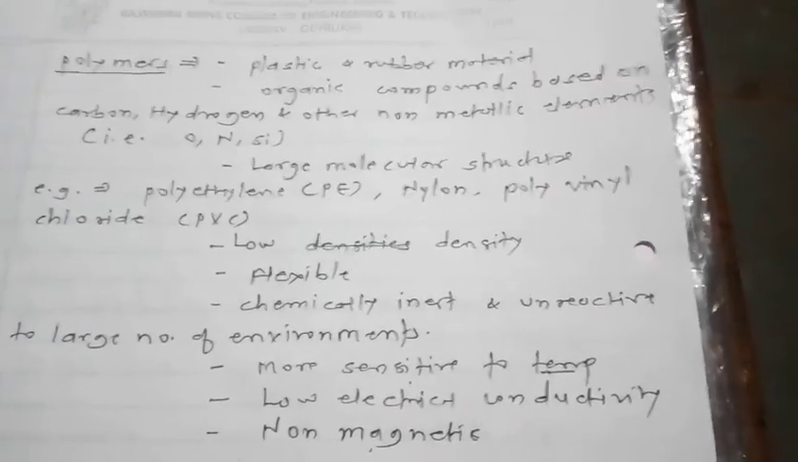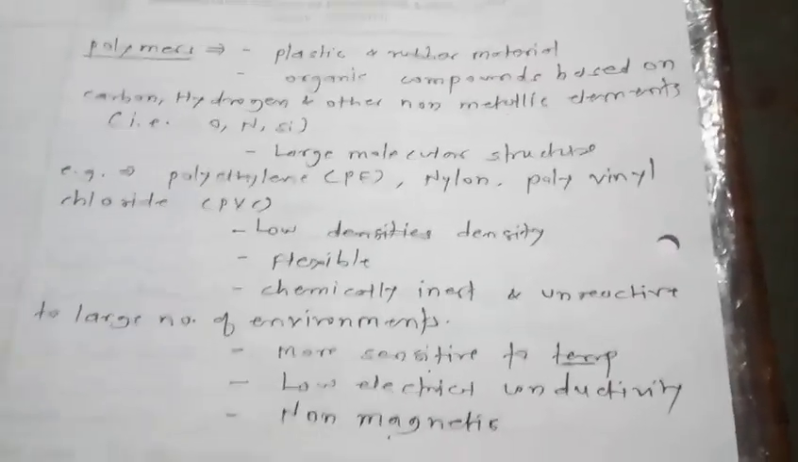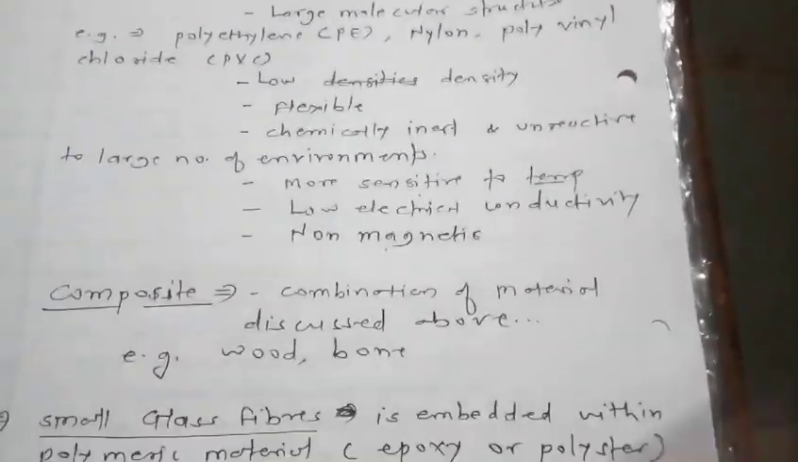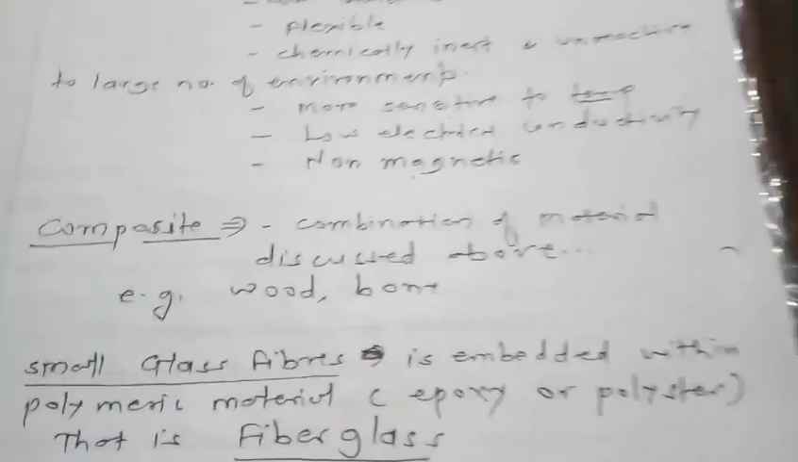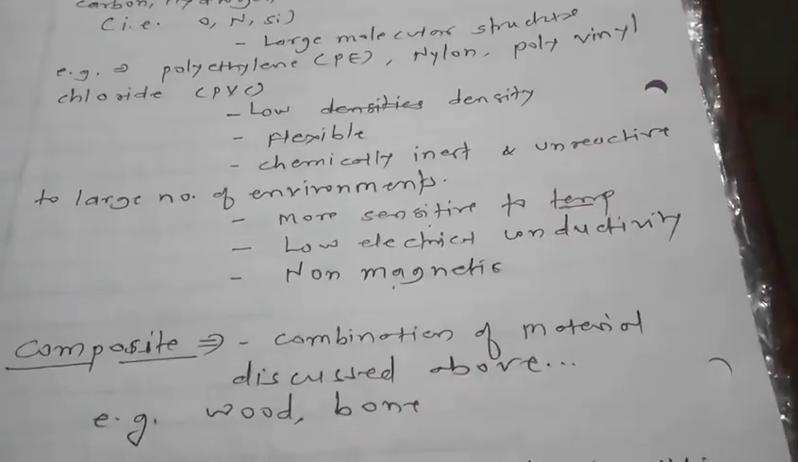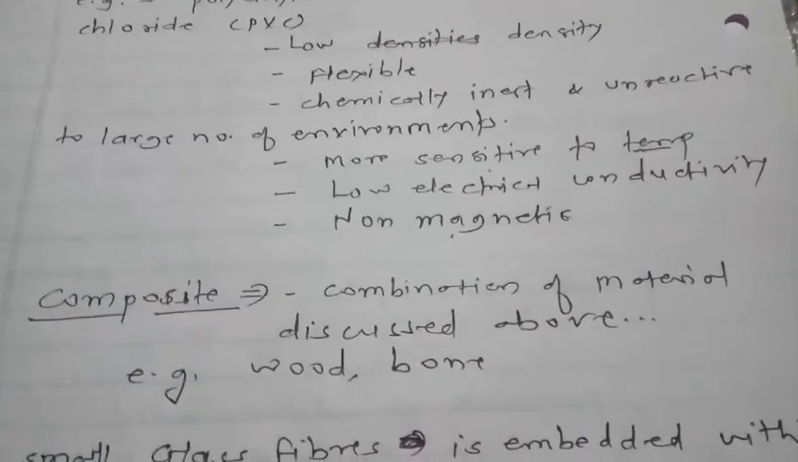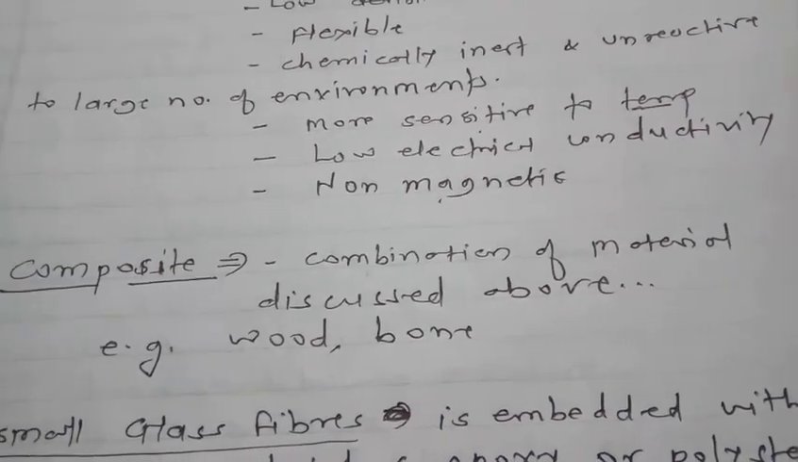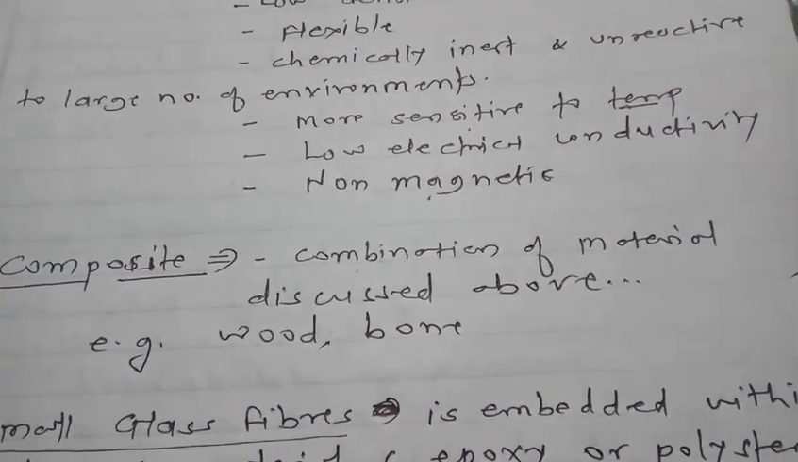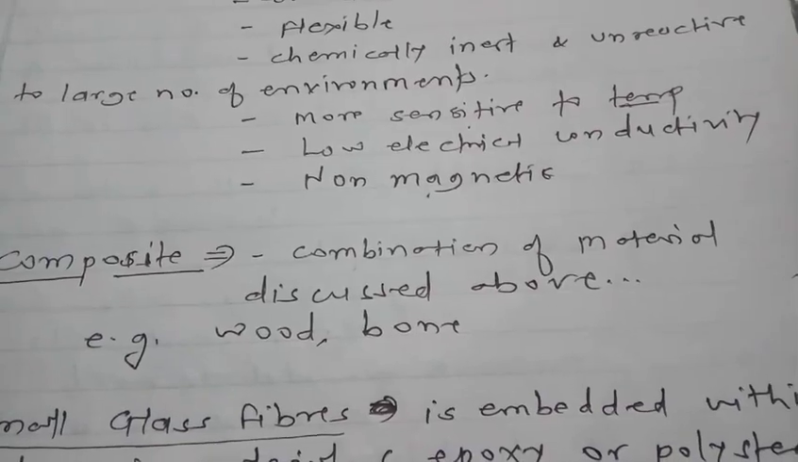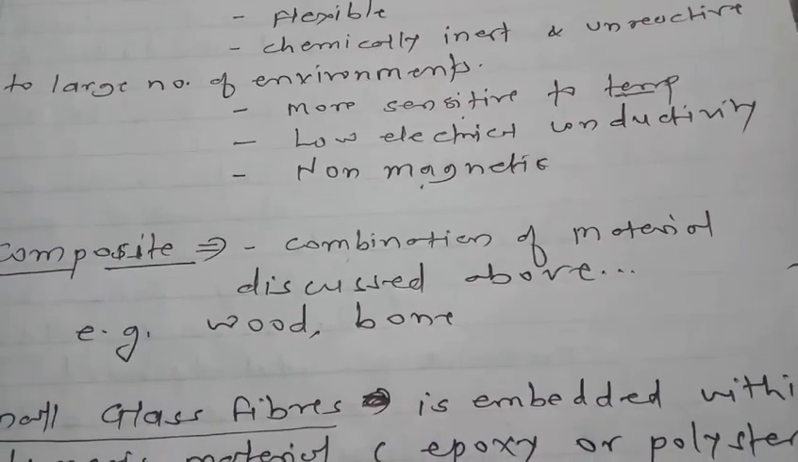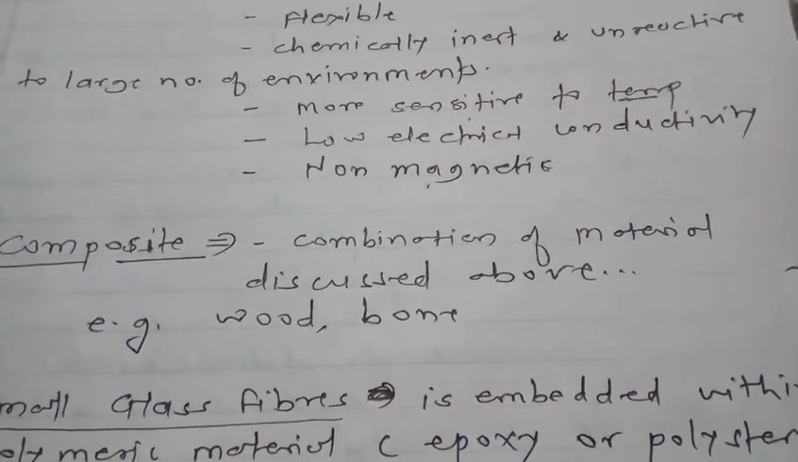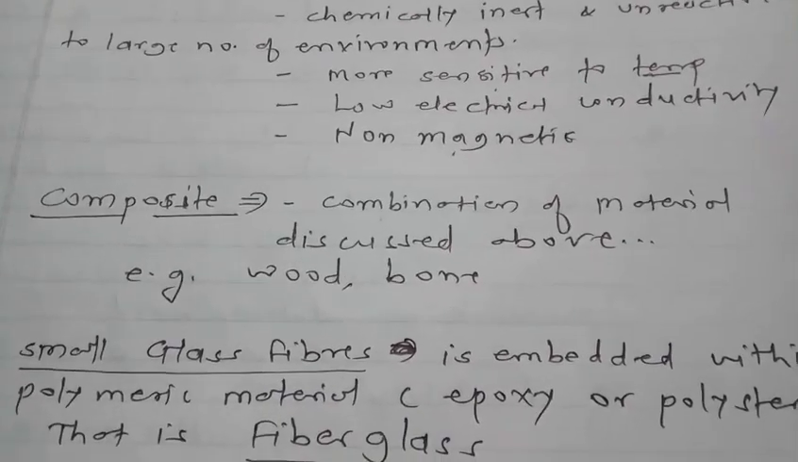The first three are over: metal, ceramic and polymer. Then the last one is simply composite. Composite is nothing but a combination. The composite material is a combination of the materials discussed above, meaning a combination of metal plus ceramics, or ceramics plus polymers, or metal plus polymers, right? So these are the composite materials, right?